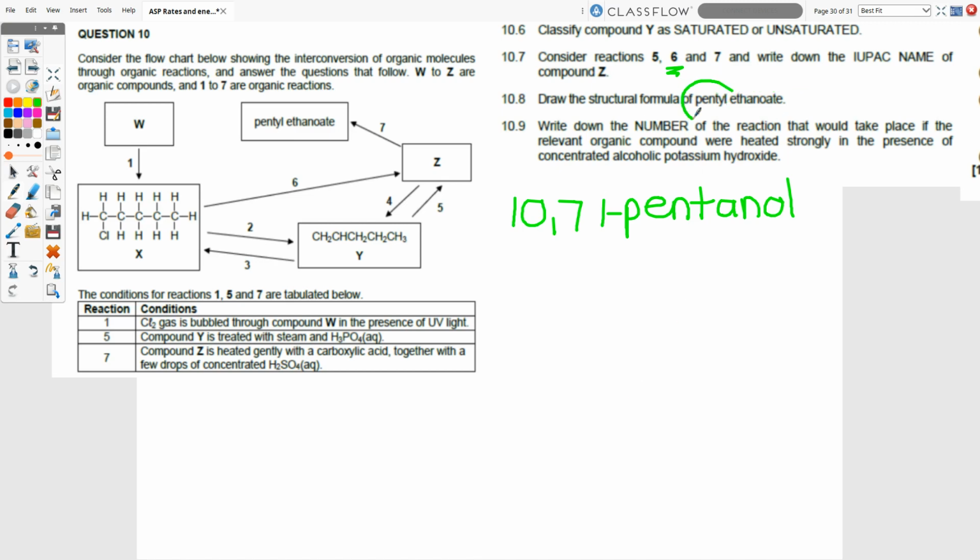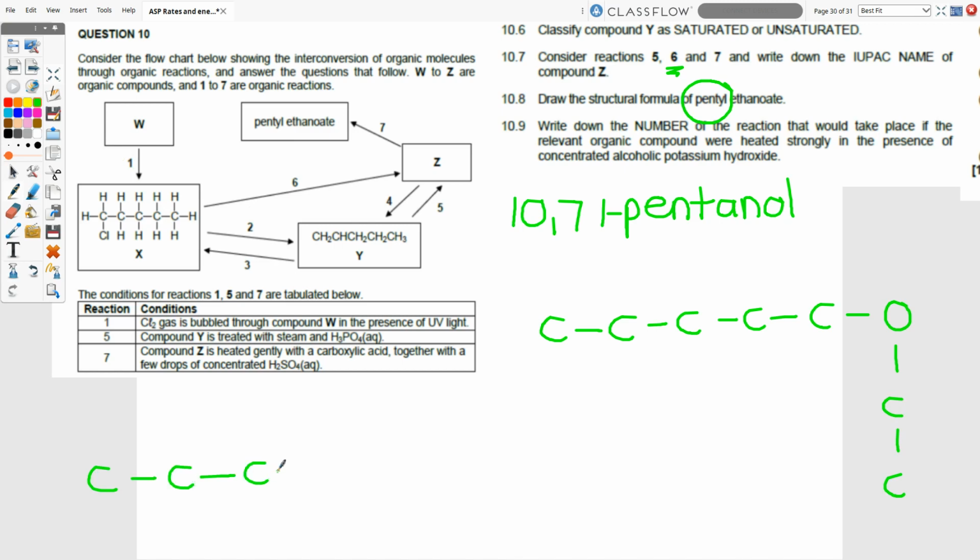Now remember, the one that's in the front, if you start with it, so you're going pent: 1, 2, 3, 4, 5, then you're going to put an O if it's an ester, and then you carry on with the rest. It could be a straight line, it really doesn't matter if it looks like this. If that bugs you, I can draw it here as well. So 1, 2, 3, 4, 5, and then the O, and then 1, 2.